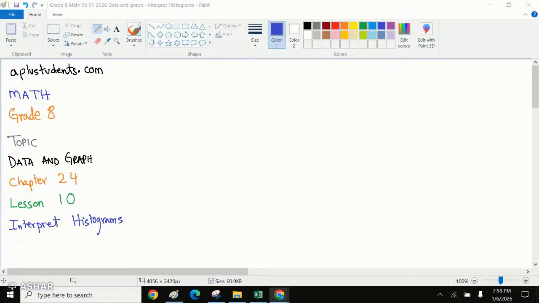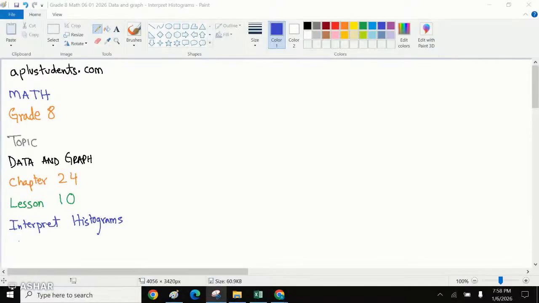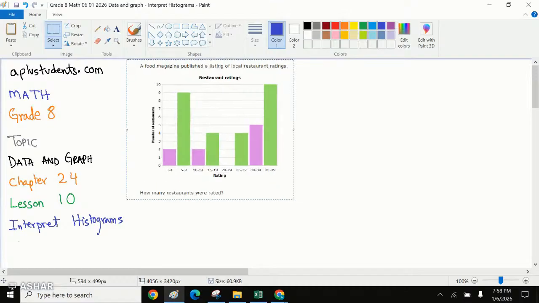So let's go to grade 8 maths. Grade 8. We are in maths. And the chapter number 24, that is data and graph. And the lesson number is lesson number 10, okay? So I'll just give you an example. We'll do a few examples, then let's see what we can understand from a histogram, okay? So the first question we have is this, okay?